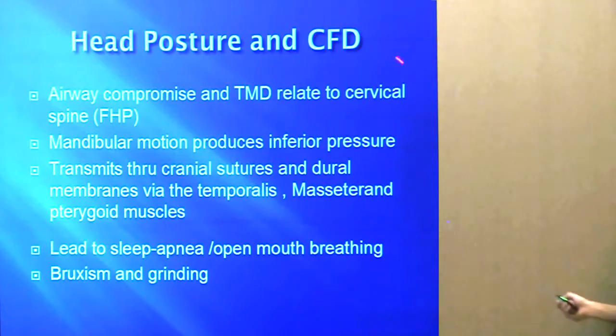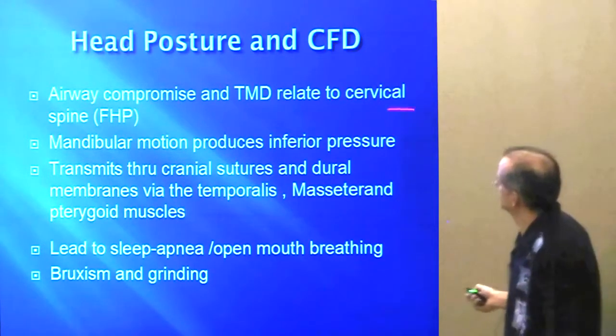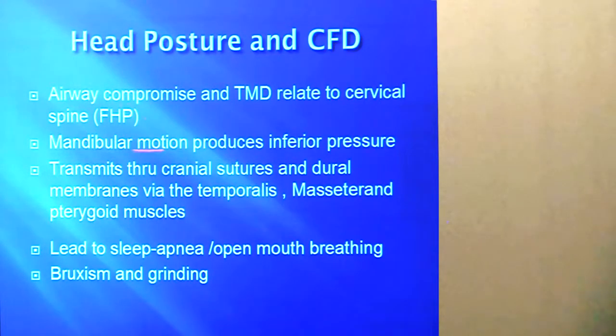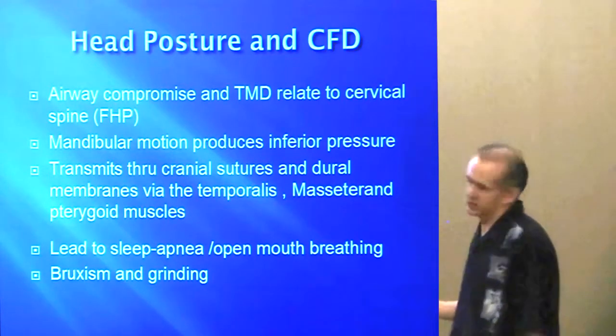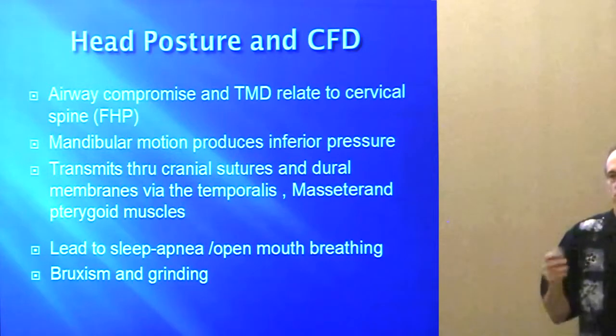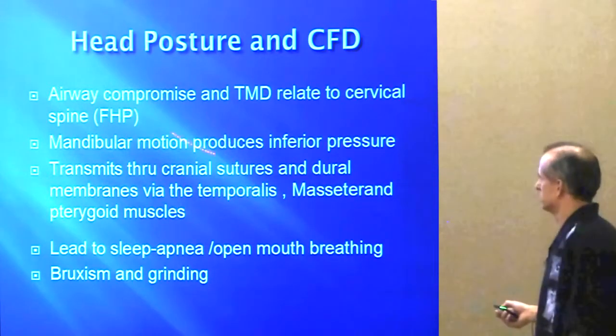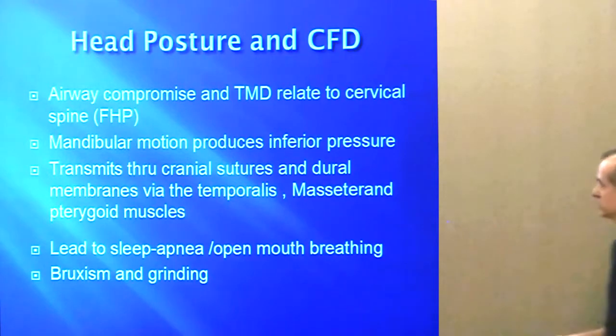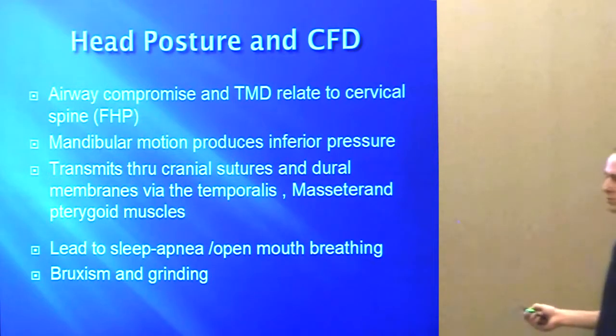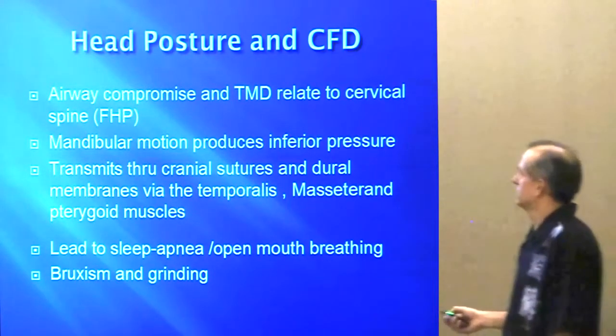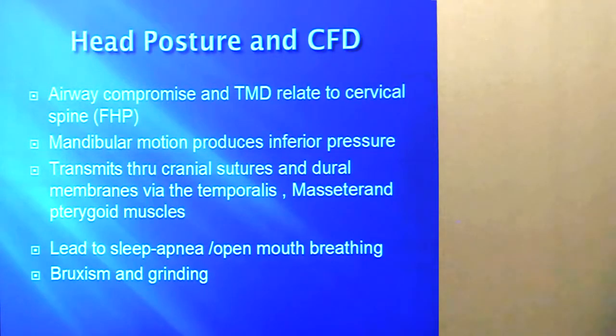So head posture and craniofacial distortion. So airway compromise and TMD relate to the cervical spine. So the forward head posture. Classic forward head posture is traumatically induced in chiropractic, and 100% of the cases that we analyze are always forward head posture. They just don't show up without it when you have poor TMJ mechanics and airway. So this is a functional adaptation, forward head posture.